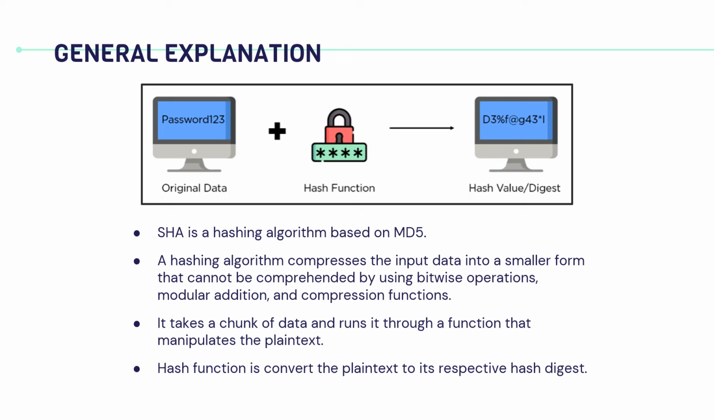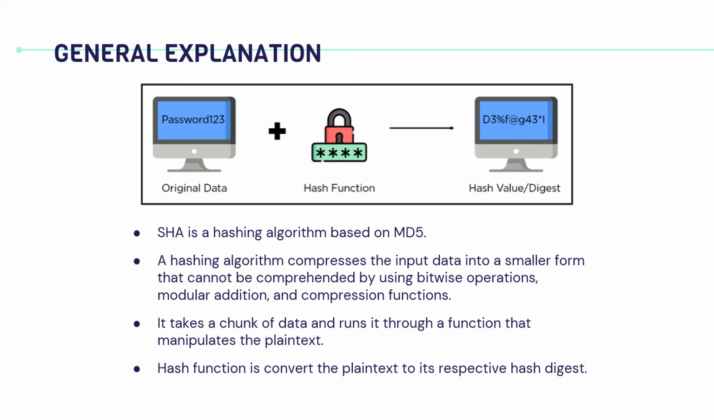Next, I will give the general explanation about SHA. SHA is a hashing algorithm based on MD5. It is used to hash data and certificates. Using bitwise operations, modular additions, and compression functions, a hashing algorithm compresses the input data into a smaller form that cannot be comprehended. The process of scrambling raw data to the point that it can no longer be reproduced in its original form is known as hashing.